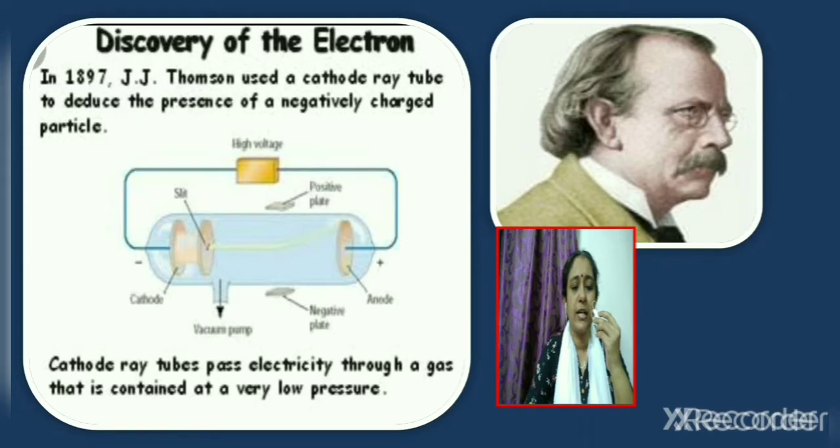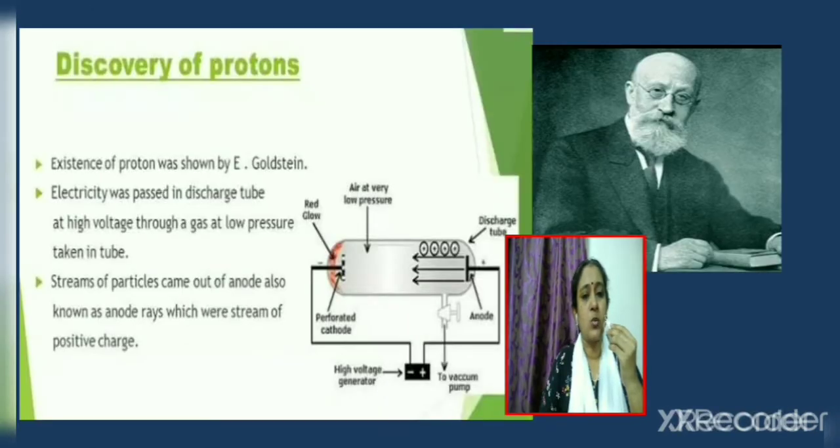Thomson discovered electrons. Protons were discovered by E. Goldstein. Electricity was passed in a discharge tube at high voltage through a gas at low pressure taken in the discharge tube. Streams of particles came out of the anode. These were earlier known as anode rays or canal rays, which were later named as protons.